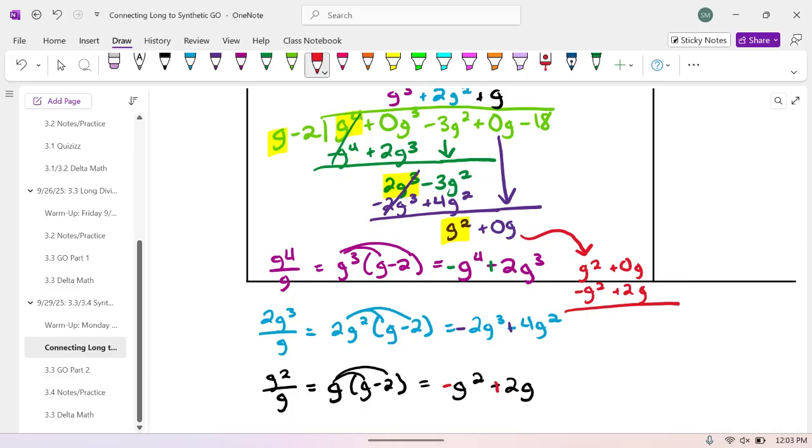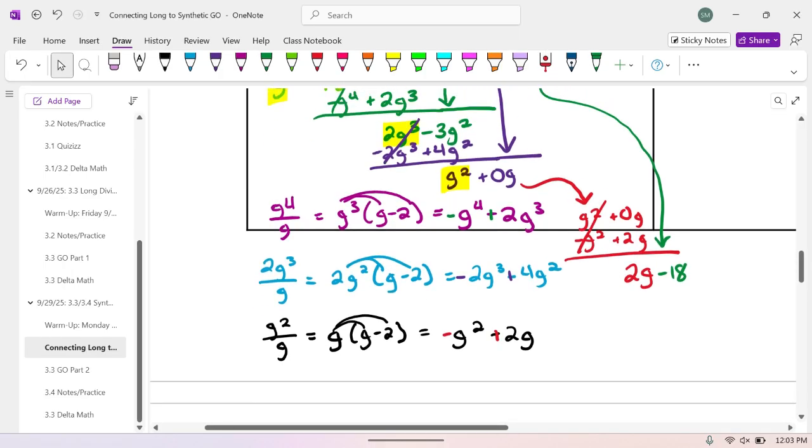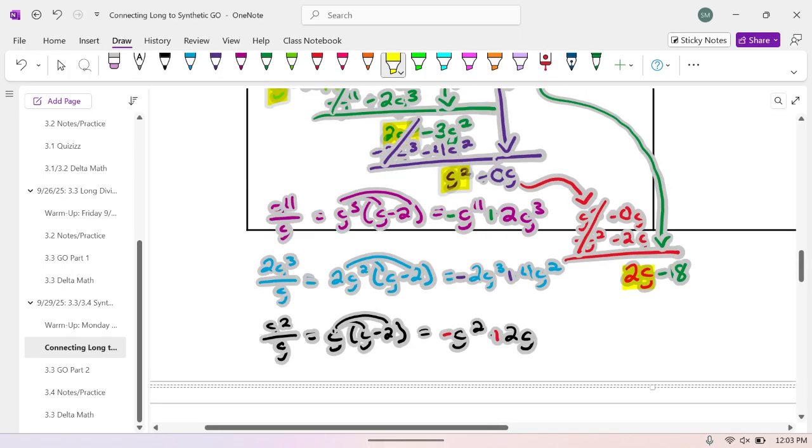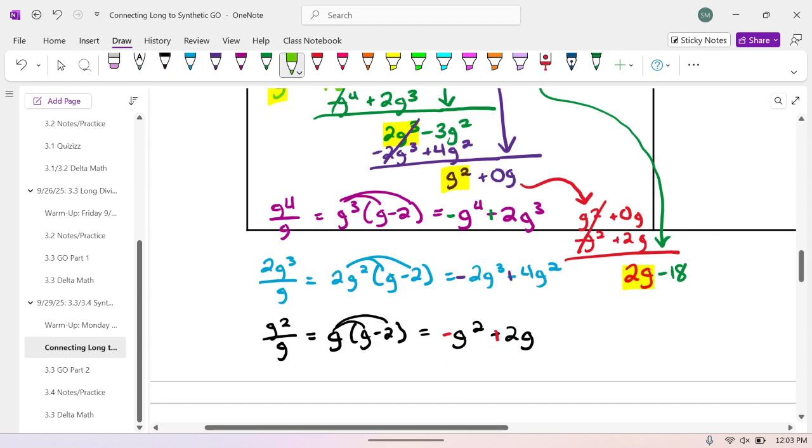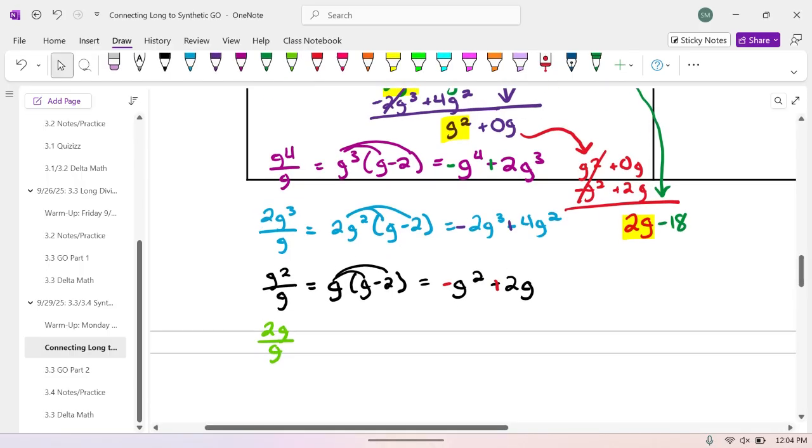So what does that give me? You would cancel out g squared. And then you would get 2g instead. Good. And then what would I have to do? All right, so now you have to divide this 2g by g. So 2g divided by g. It does work, because the g's cancel. Then you do 2 times g minus 2.